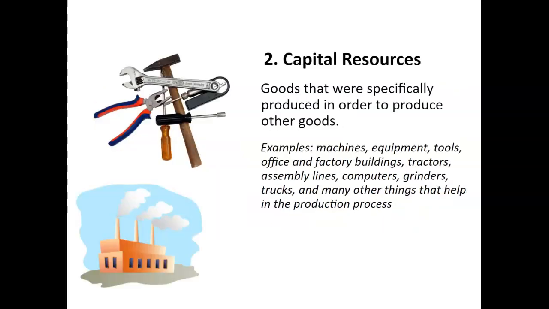Capital resources. These are goods that were specifically produced in order to produce other goods. So these are machines, equipment, tools, buildings, tractors, assembly lines, all of the things that are listed there. They all help in the production process. And as tools developed throughout history, production was able to speed up because of that.